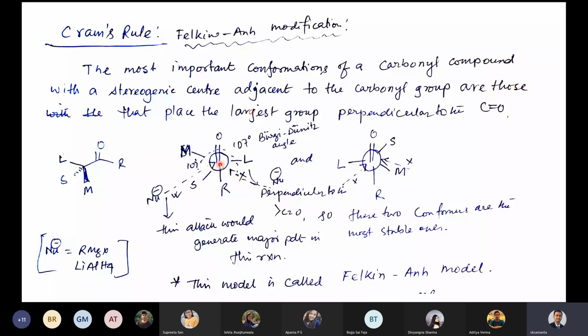Now attack from this face will be favorable because you have the smallest group, so the steric interaction will be much less. But if the attack happens from this face, you have the largest group. The approach will be hindered because of this large group. Correct? So the nucleophilic attack from this direction will lead to the major product, but from this direction generally the attack would not happen. This is from this conformation.